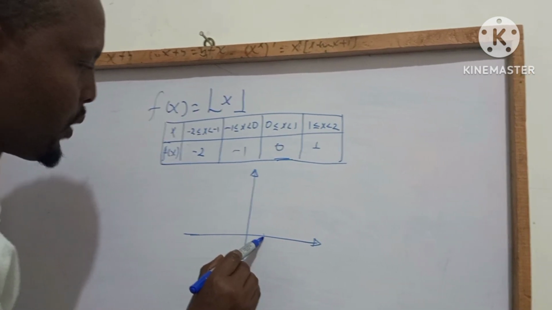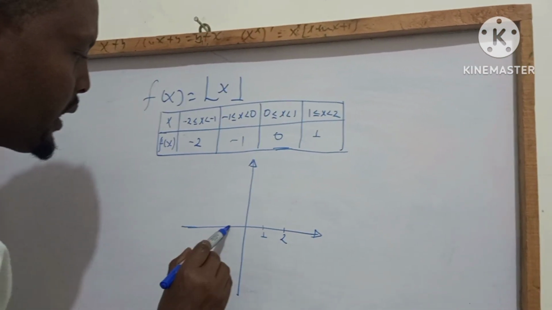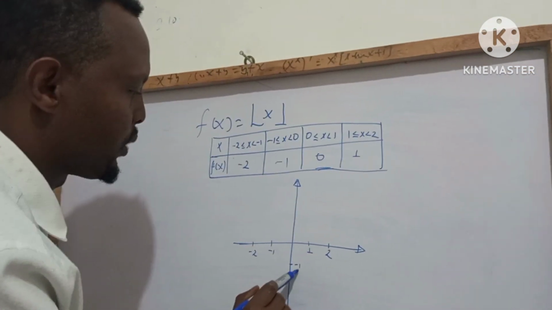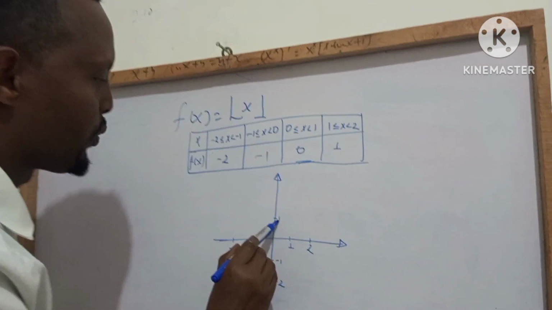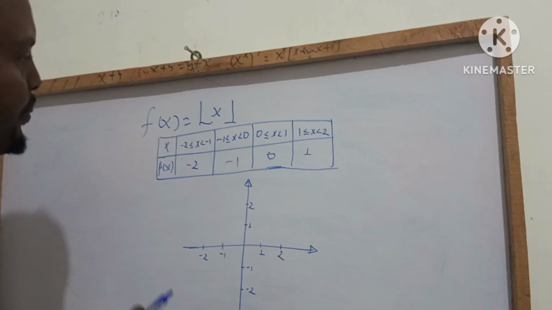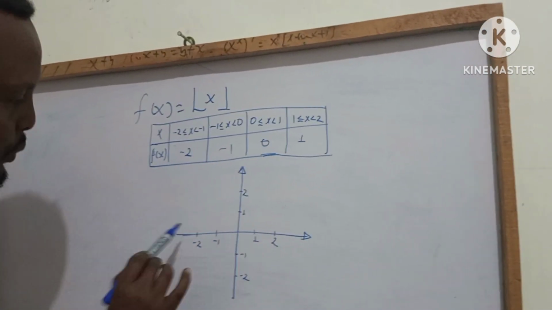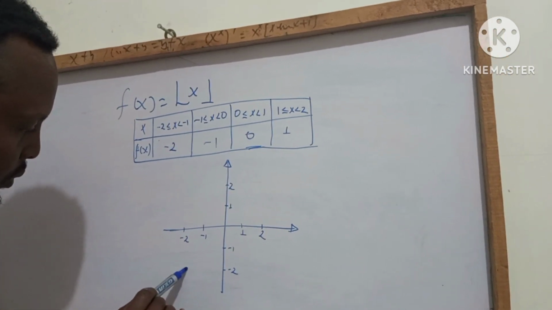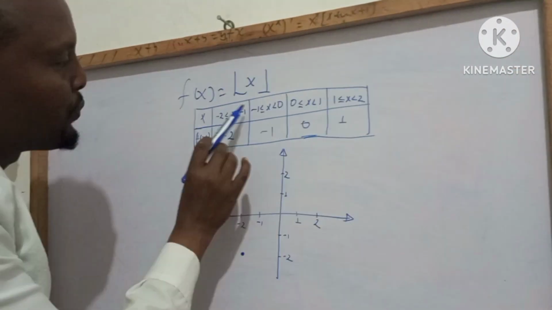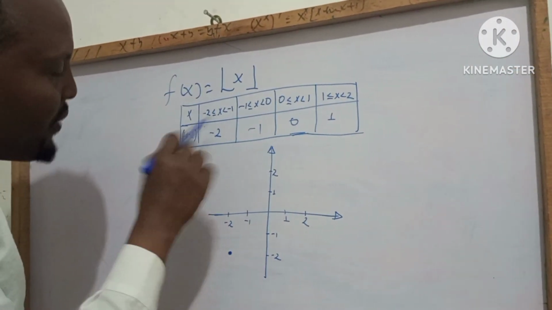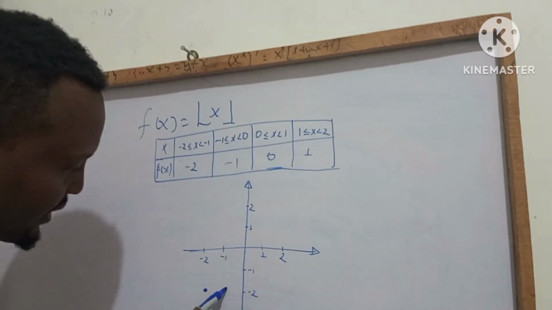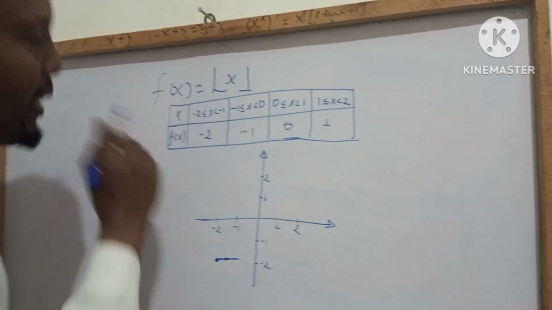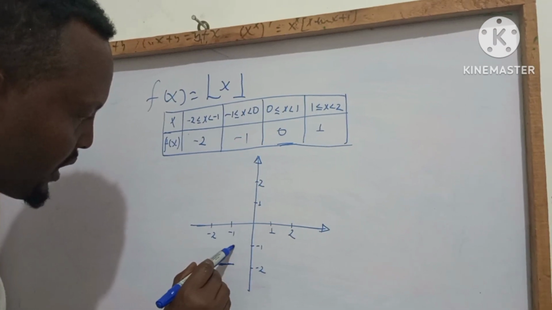Let me take this is 1, and this is 2, and this is negative 1 and negative 2. Now, when x is negative 2, we do have negative 2 here. So any number in between negative 2 and negative 1, the functional value is negative 2. So till here, we have this. But when x is negative 1, it is negative 1, it is here.